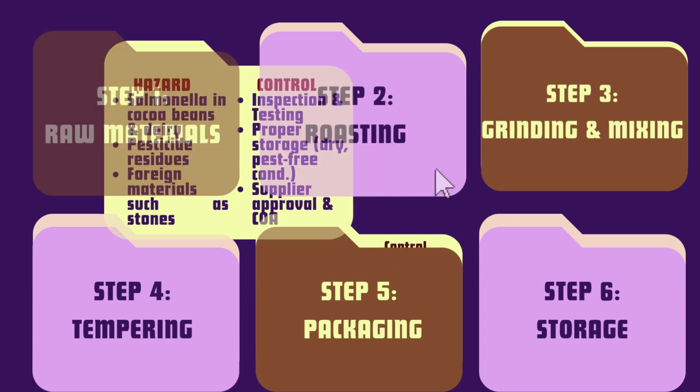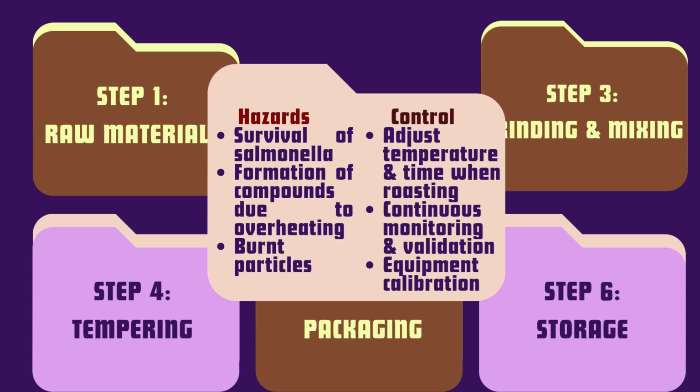Next is roasting, which is a critical control point. Hazards include survival of salmonella, formation of harmful compounds due to overheating, and burnt particles. Controls involve strict temperature and time adjustment, continuous monitoring, and equipment calibration.